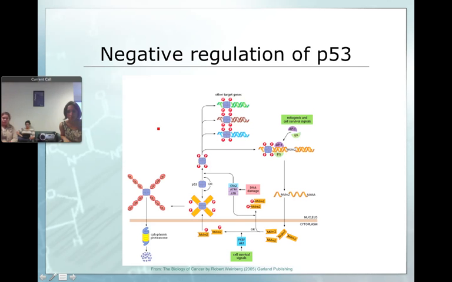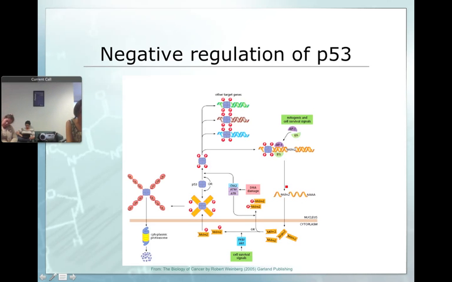But you obviously need to have this thing turned off when you want it turned off. And P53, because it's so crucial, has really tightly regulated levels. And so one of the things that P53 regulates, one of the target genes, is a gene that makes a protein called MDM2.